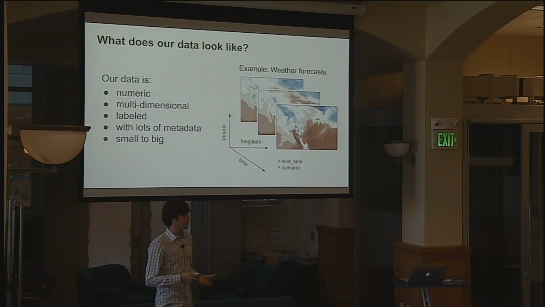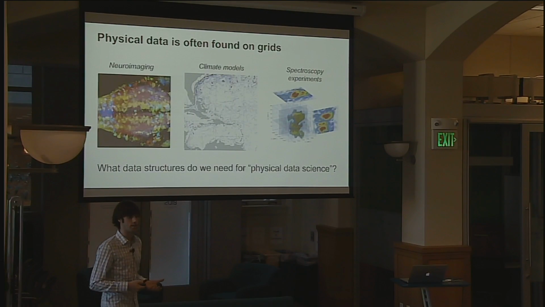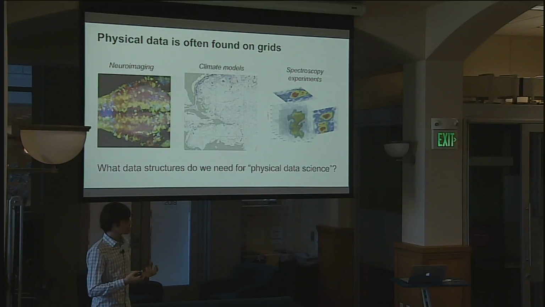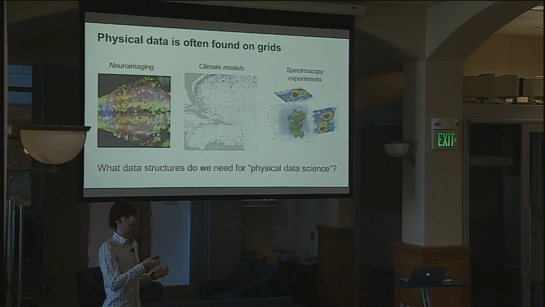And I would claim that this is actually not that different from a lot of scientific data sets. A lot of the data that we work with in the physical sciences comes on grids and across all different sorts of domains, from neuroscience to climate modeling to physics experimental data. A lot of the stuff we learn about how the world works, we collect it or we simulate it, and we do that on grids. And we do that with arrays.